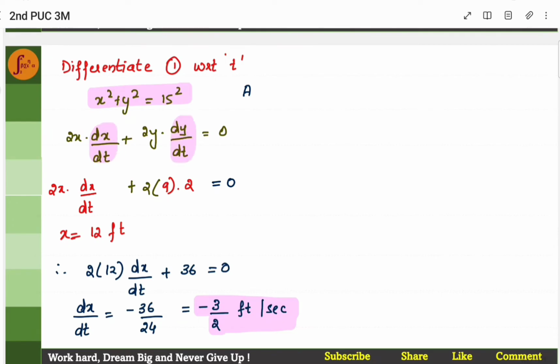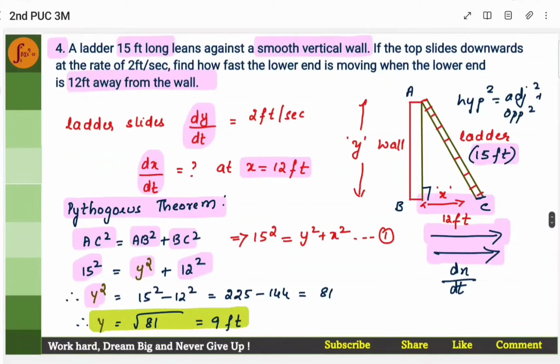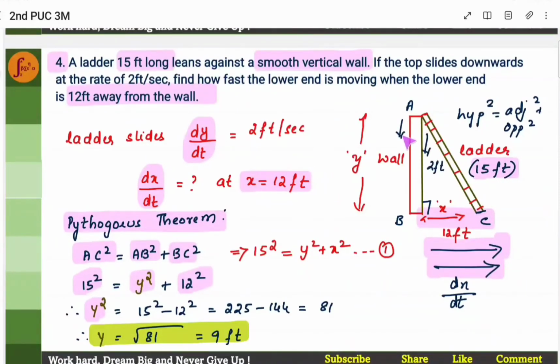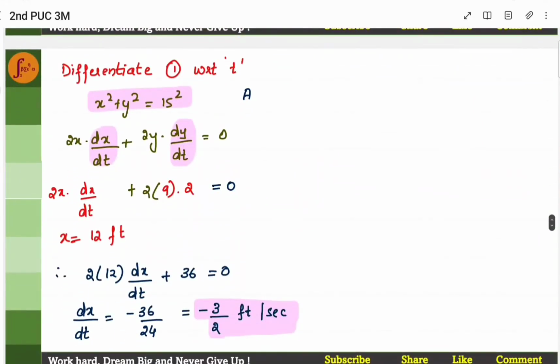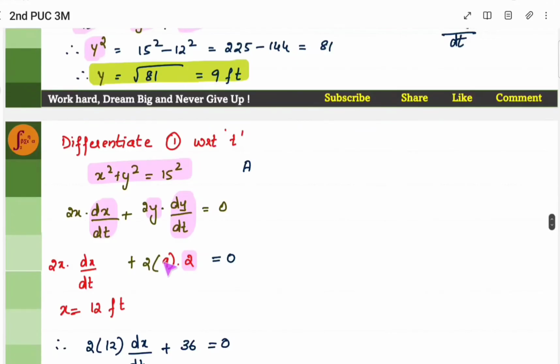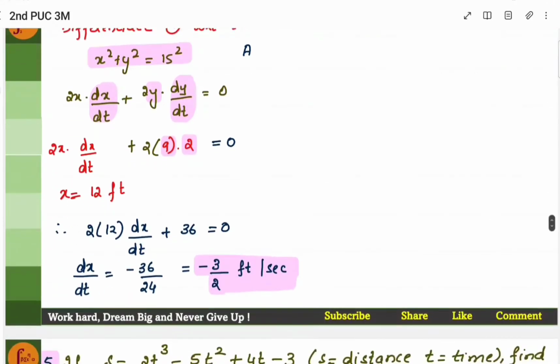dy by dt, do I know dy by dt? dy by dt is 2 feet per second. Top sliding downward. That means what is this? y. It's sliding downwards, so it's y. So it's dy by dt. dy by dt is 2 feet per second. I substitute dy by dt as 2. y I already obtained here, 9. And x is 12 feet. And I can find dx. So I'll get dx by dt.